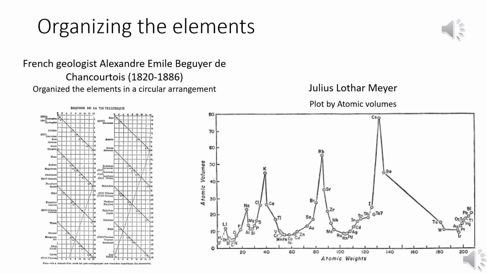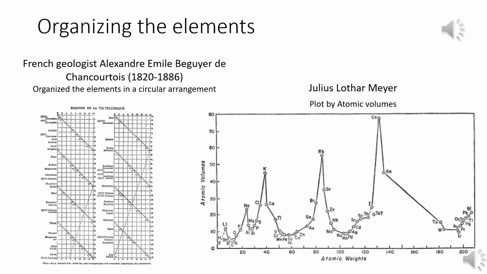of atomic volumes. And what he did was to plot atomic volumes versus atomic weights. And by doing so, he was able to see this figure on the right of the slide, where you find some spikes formed by the alkali metals.